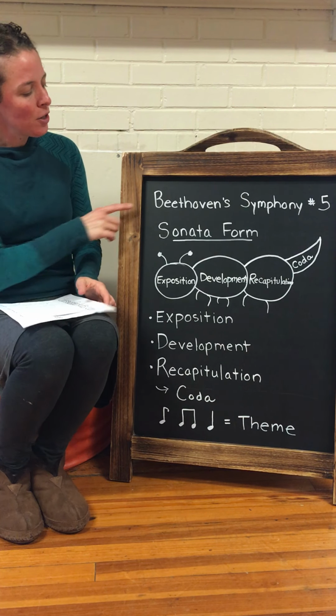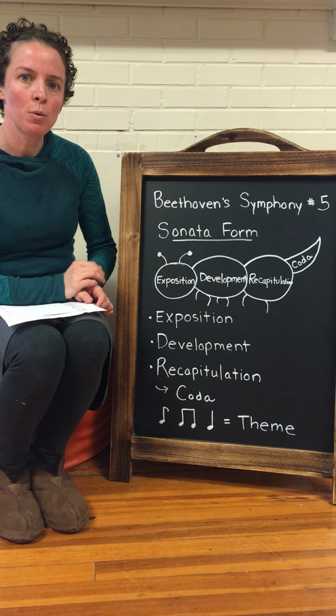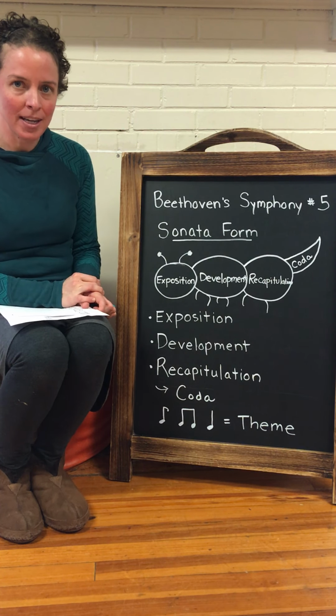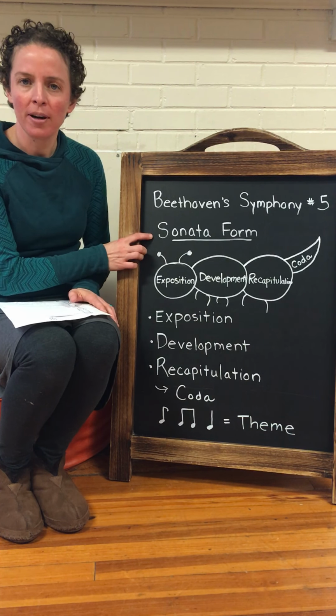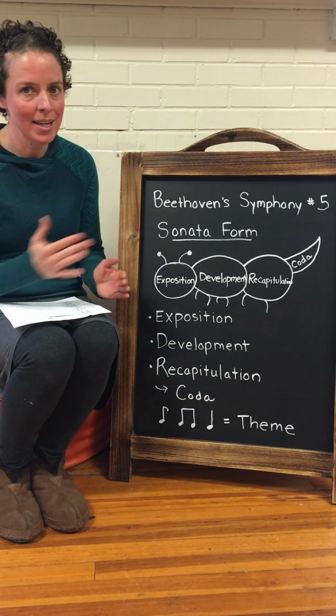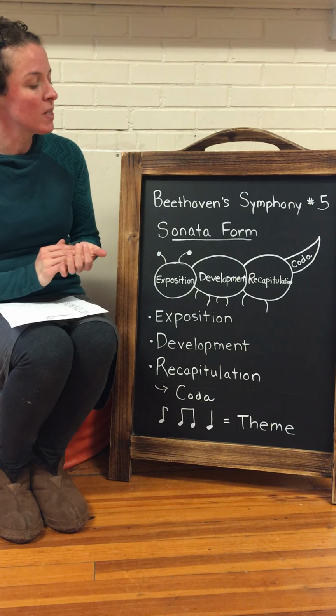Now, Beethoven's Symphony Number 5 does follow some of the rules of the classical period. And today, before we listen to it, I want to talk about sonata form. Now, sonata form was kind of the main form that was used during the classical period of music.